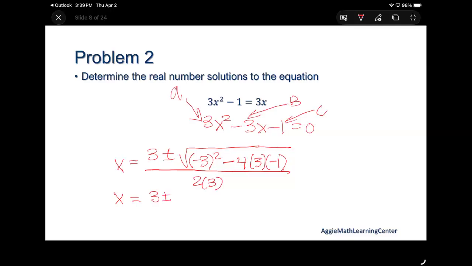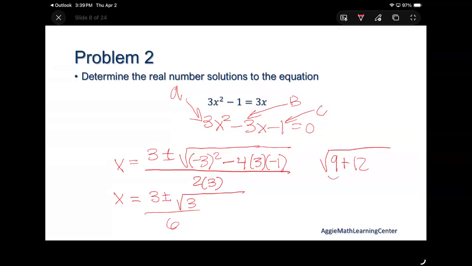I ended up with 3 plus or minus square root 3 over 6. Okay, let's see. So we have negative 3 squared is 9, right? So I'm going to just do the part in the square root. We have 9 minus 4 times 3 is 12. But then, I guess negative 4 times 3 is negative 12 times negative 1, it's 12. So we're going to do plus 12.